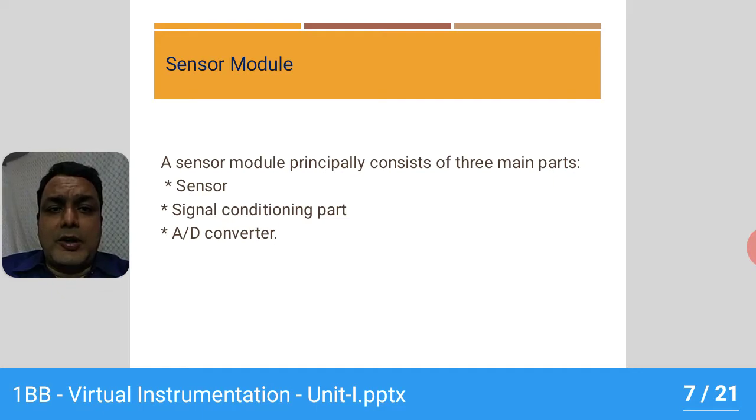This converts the signal into an analog signal, and after this the analog signal is given to the A to D converter, which converts this analog signal into a digital signal. So this is the first module, known as the sensor module, which interacts with the process variable. The sensor module has a sensor, a signal conditioning circuit, and an A to D converter.